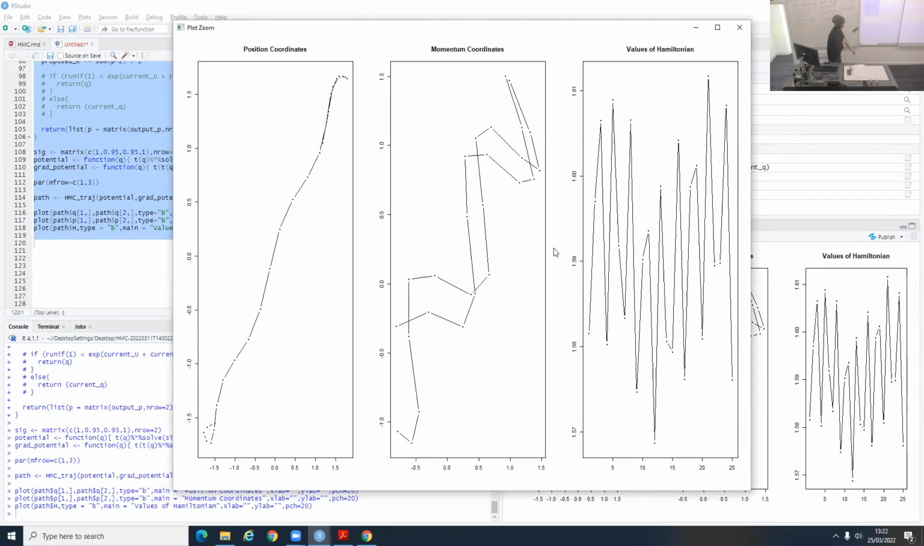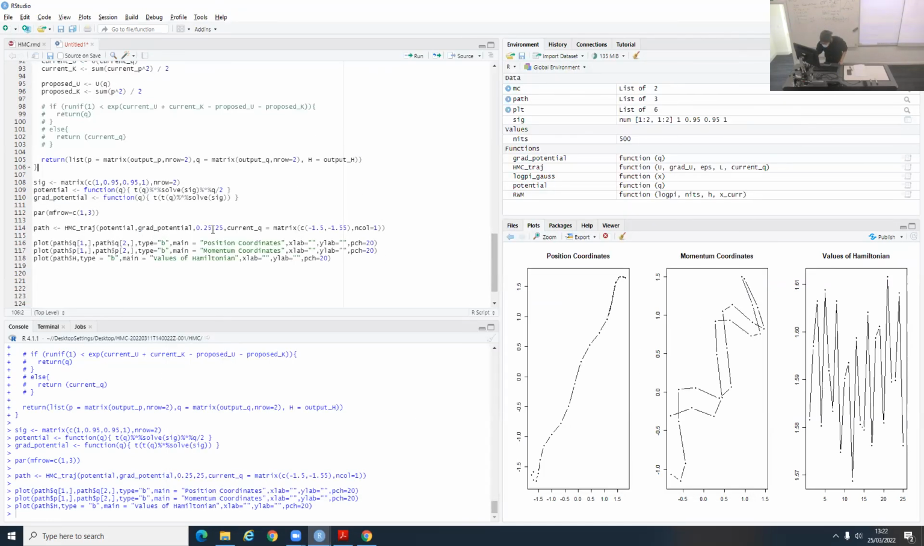Okay, so this is the graph of one leapfrog update with some L. I think here I set L to be 25 and epsilon to be 0.25. And the starting point, the current Q, the position, is minus 1.5 and minus 1.5.